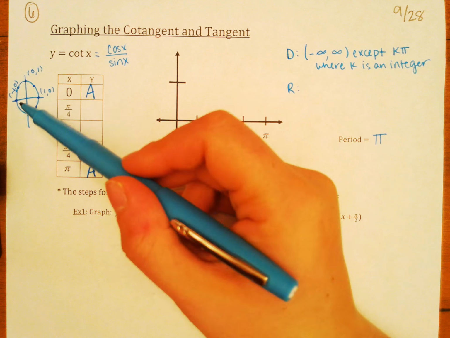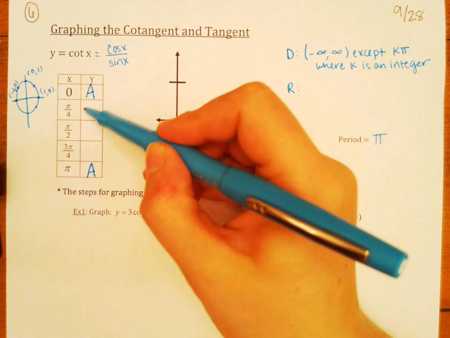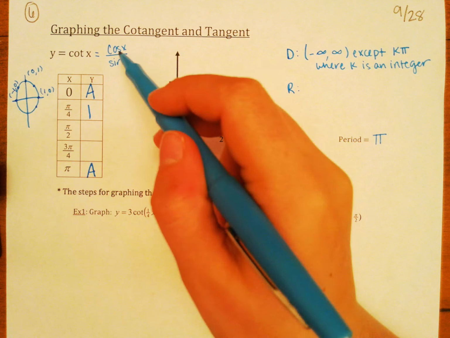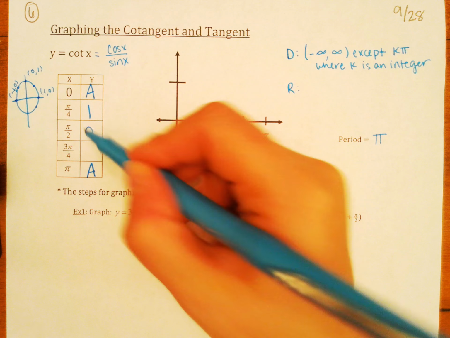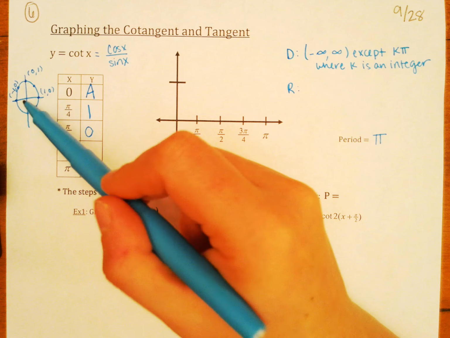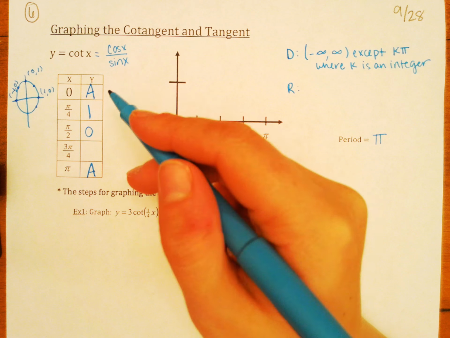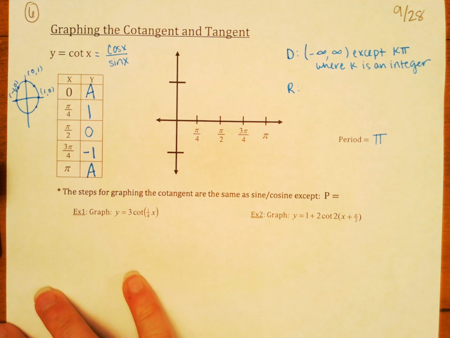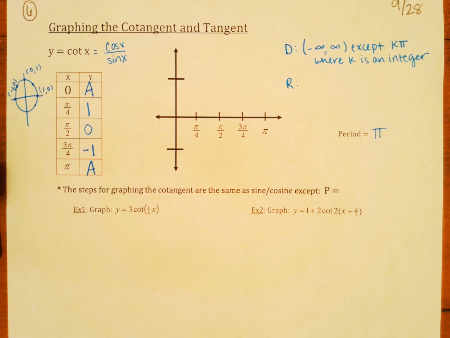Okay, so at pi over 4, my cosine is √2/2, my sine is √2/2, so my cotangent value here is 1. At pi over 2, my cosine value is 0, my sine value is 1, 0/1 is 0. And at 3 pi over 4, my cosine value is -√2/2, and my sine value is positive √2/2, so my cotangent value is going to be -1. So we have these asymptotes again at 0 and pi.